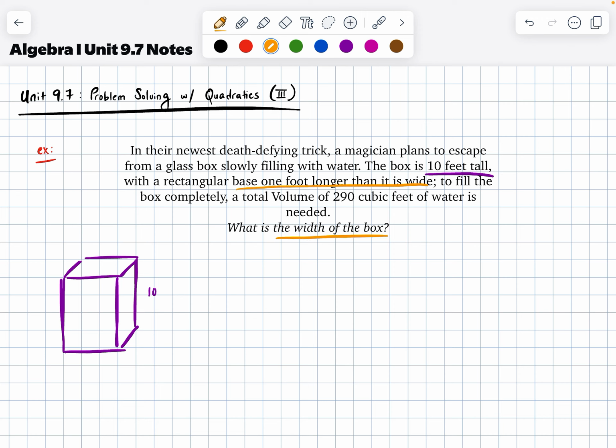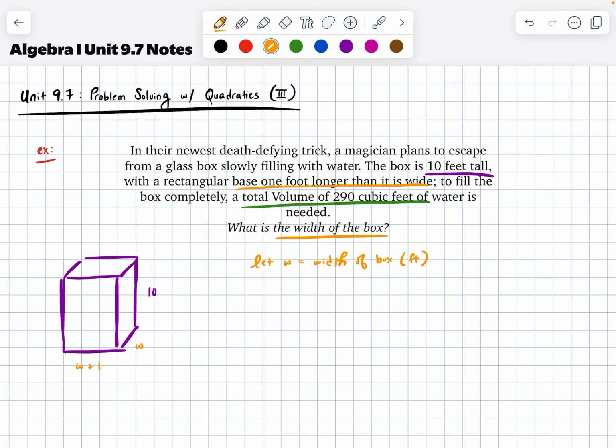First of all, I know that it's 10 feet tall. I also know that its base is 1 foot longer than its width, and the width, of course, is the thing that I'm trying to solve for. So there is my variable. We'll call it W. Based on this, I know that one of my dimensions down here should be width. Maybe I'll say this guy is W. If the other one is 1 foot longer than that, well, then this guy should be W plus 1.